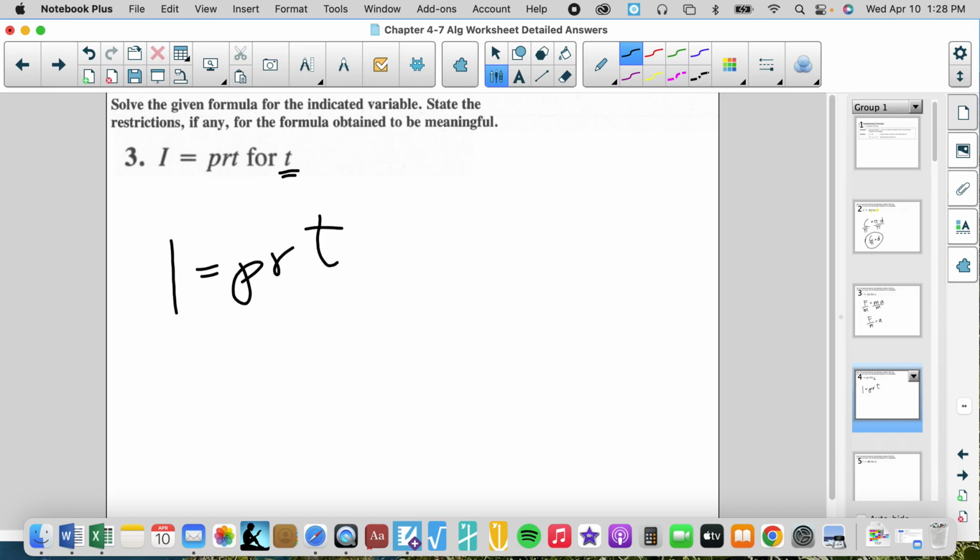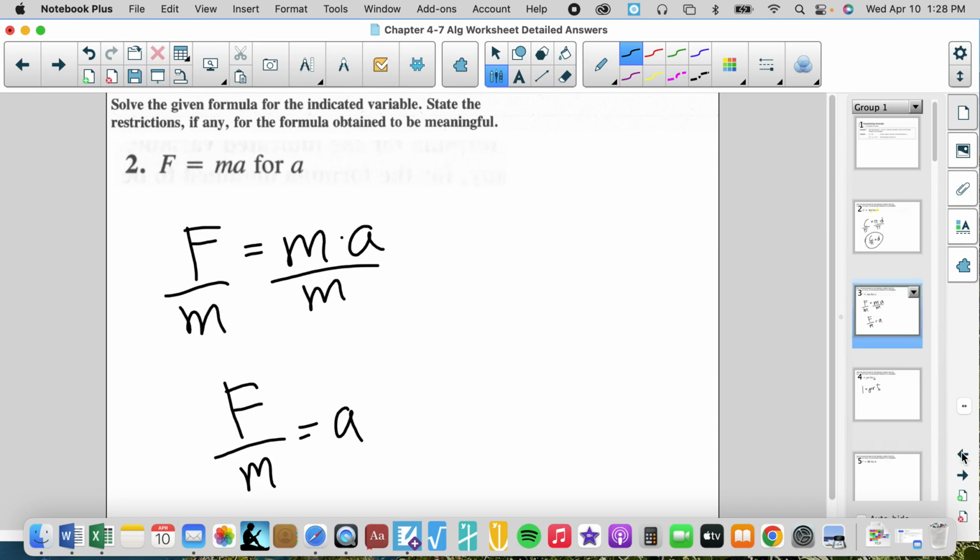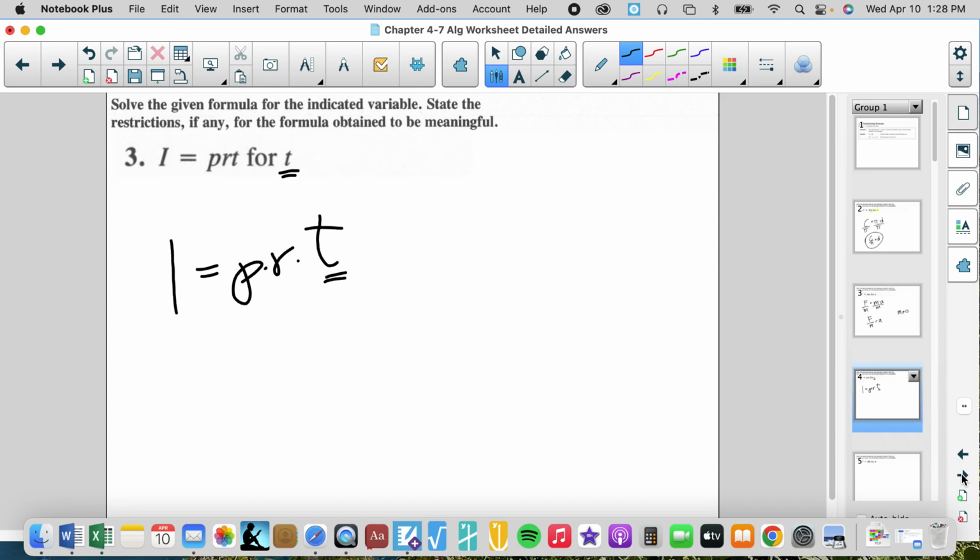So we're going to isolate for T. There are two things being, let's go back. We got to talk about restrictions. M cannot equal 0. You can't have a mass of 0. So I forgot about the restriction part.